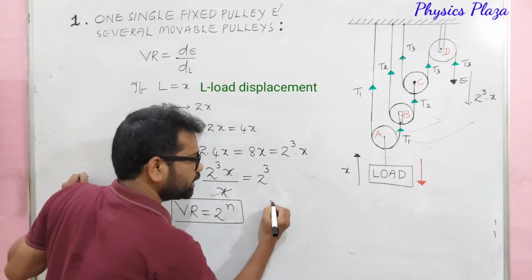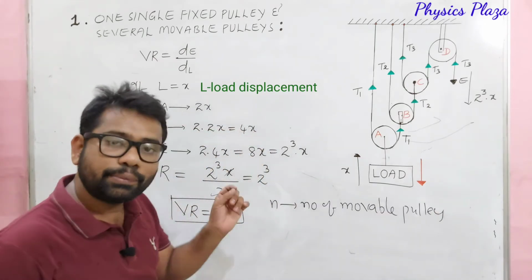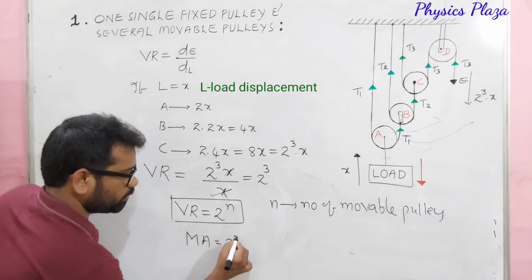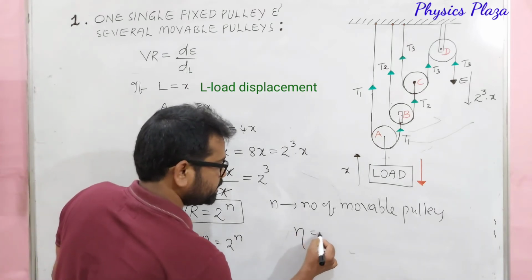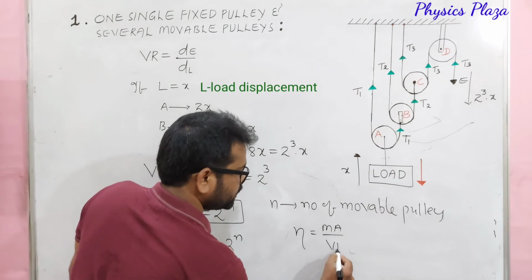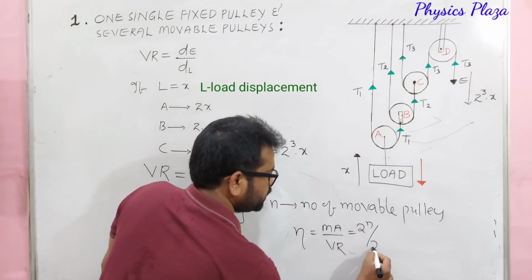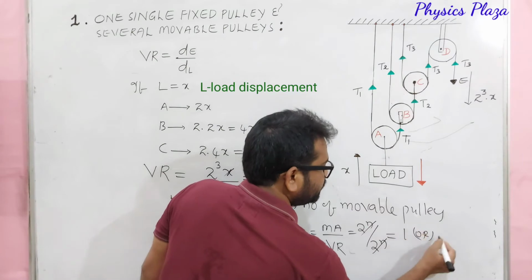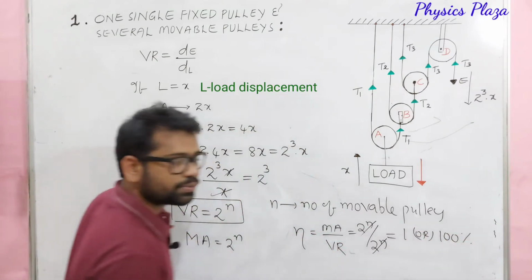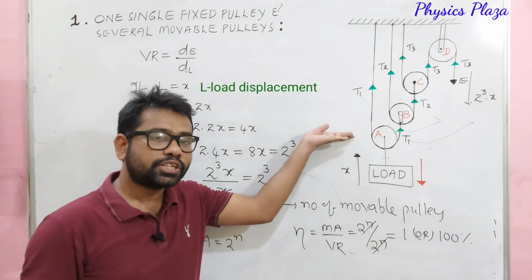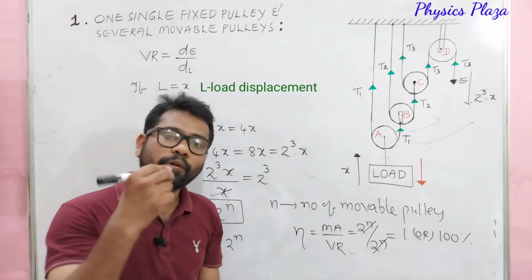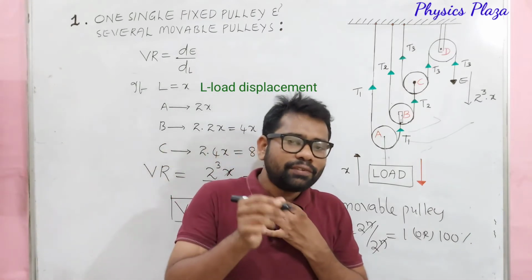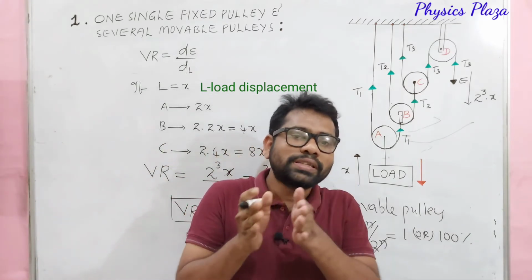So what is n, children, here? N is what we calculated for mechanical advantage. Even mechanical advantage we got as 2 power n only. So what is the efficiency? Efficiency is equal to mechanical advantage by velocity ratio. So this will be 2 power n by 2 power n. Both get cancelled. Then what is the efficiency value? It is 1 or 100%. In this case, what is the mechanical advantage? 2 power 3, that is 8. What is the velocity ratio? 2 power 3, it is 8. So this is how we can calculate the mechanical advantage of the single fixed pulley and several movable pulleys system.